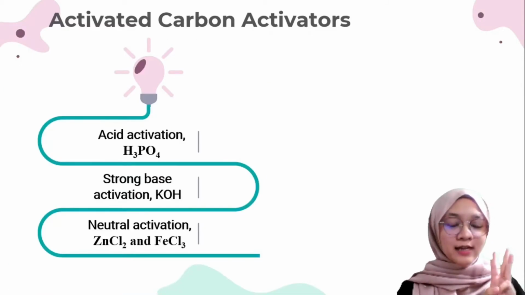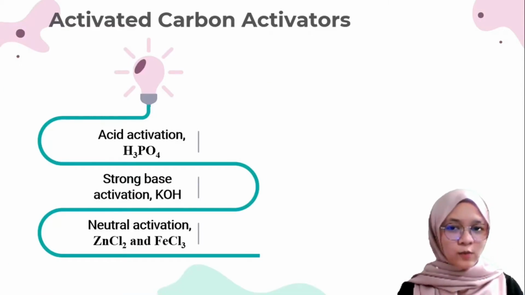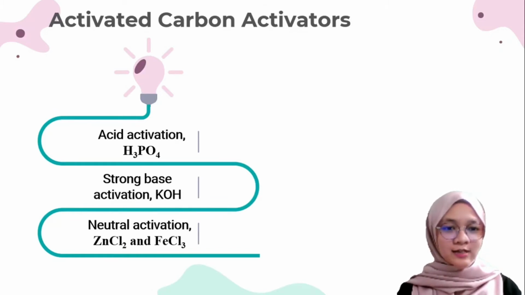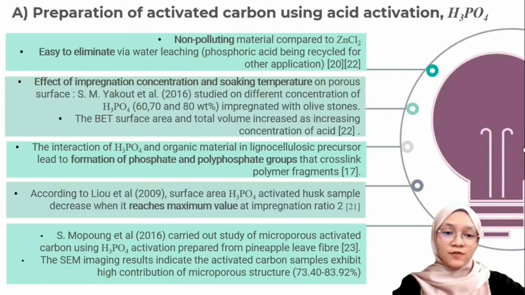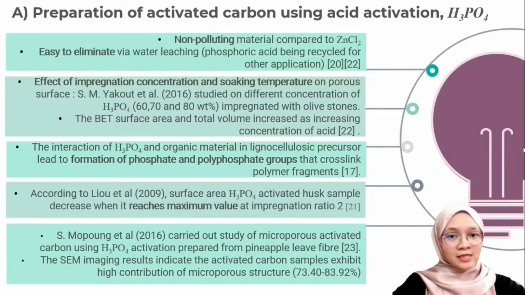There are three main classifications for activating agent, which are acid activation, strong base activation, and neutral activation. Based on numerous studies, phosphoric acid is the most widely used activating agent among others due to its property of being a non-polluting material compared to zinc chloride and easy to eliminate via water leaching, where phosphoric acid is recycled for other applications. The recycled acid is very useful in base treatment process where neutralizing the solution produces silica.